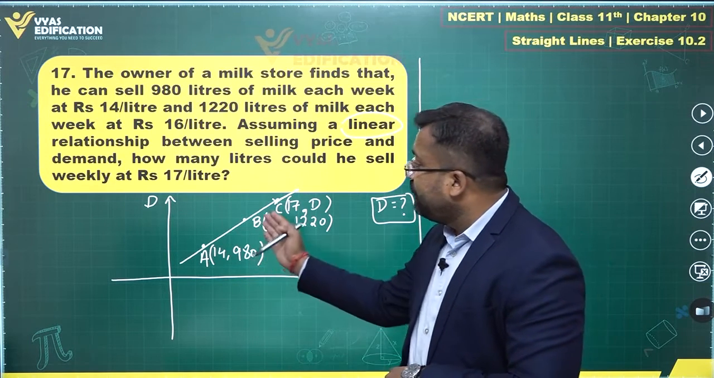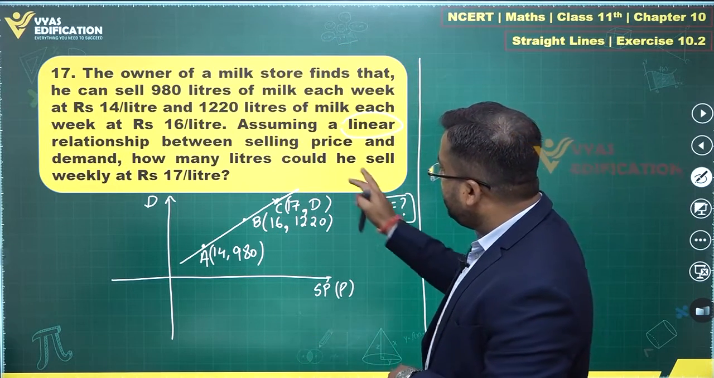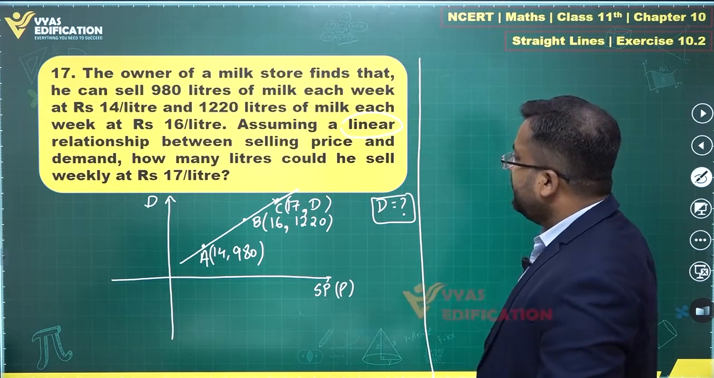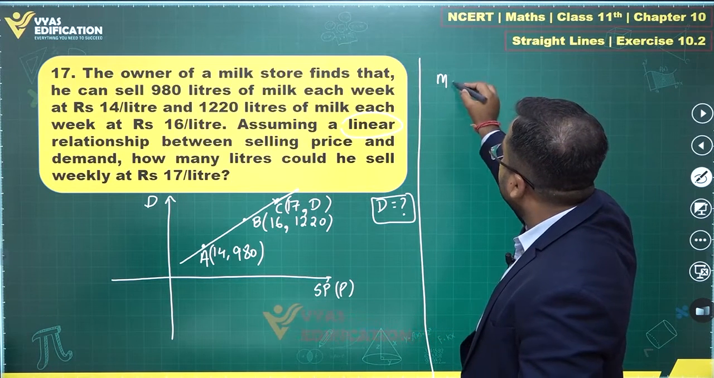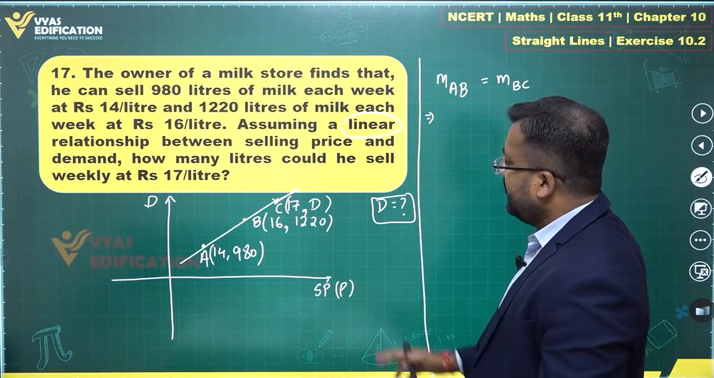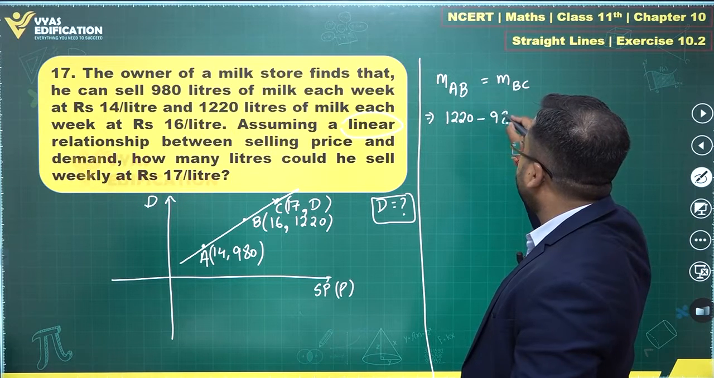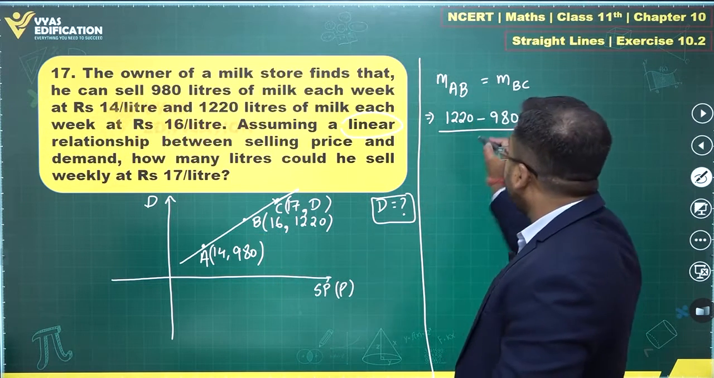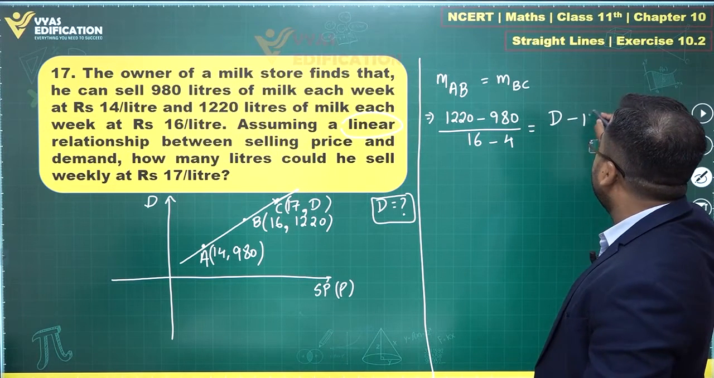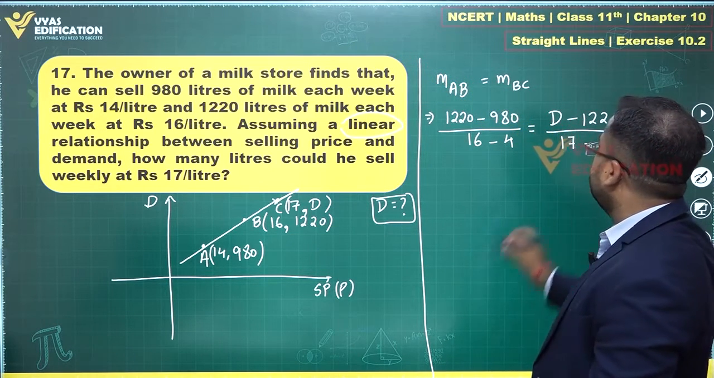Another idea could be that you write the equation of line joining A and B, and substitute P is equal to 17. Therefore, you get the value of D. Let's use a simpler idea using slope of collinearity. M of AB is equal to M of BC. What is that? M of AB is y2 minus y1, 1220 minus 980 upon 16 minus 14, is equal to BC, D minus 1220 upon 17 minus 16. This is what you have.